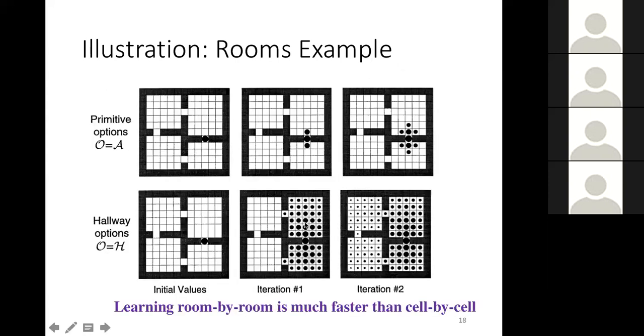The upper part of the figure shows the value function after the first two iterations of value iteration using just the primitive actions. The area of the disk in each cell is proportional to the estimated value of the state. After two iterations, most states still had their initial value of zero. In the lower part, with the hallway options, after two iterations all the states become accurately valued, which shows that learning room by room is much faster than cell by cell. The hallway options learn room by room, but the primitive actions learn cell by cell. It is much faster.